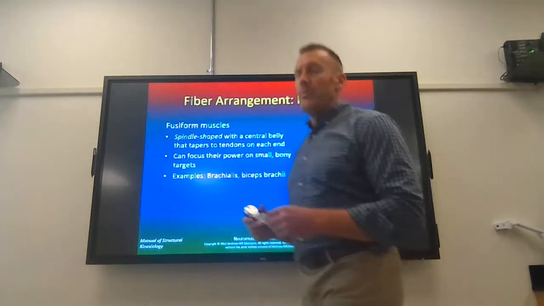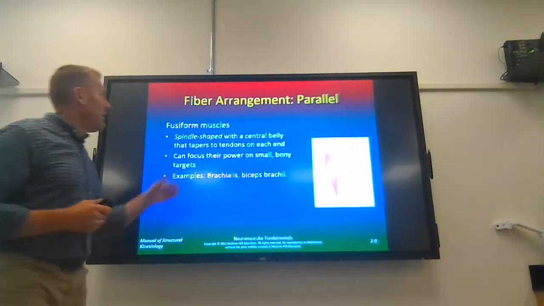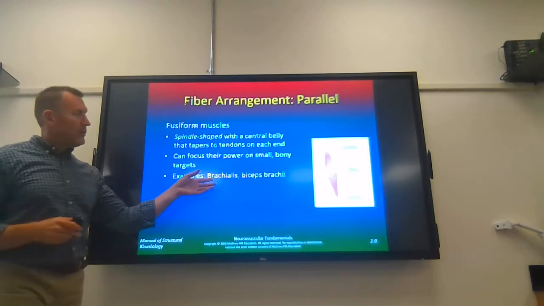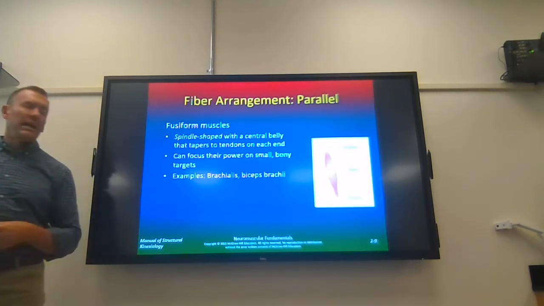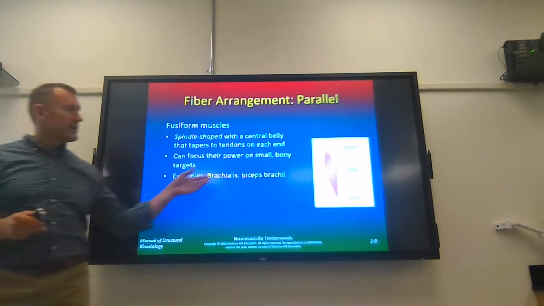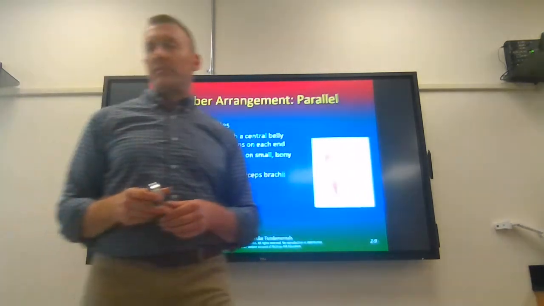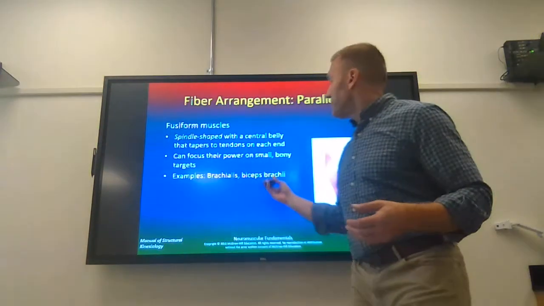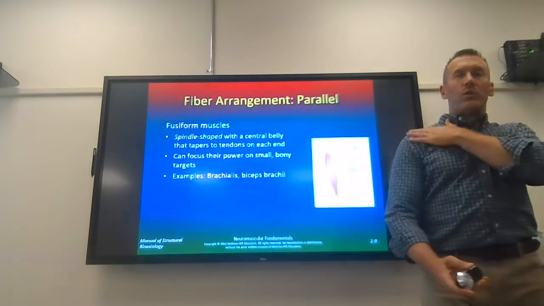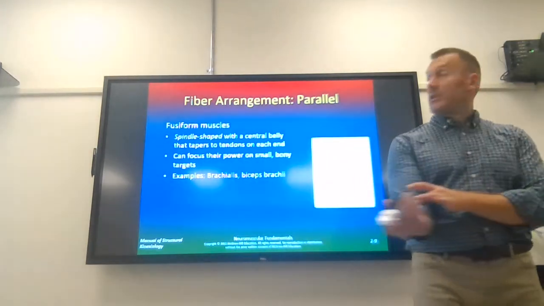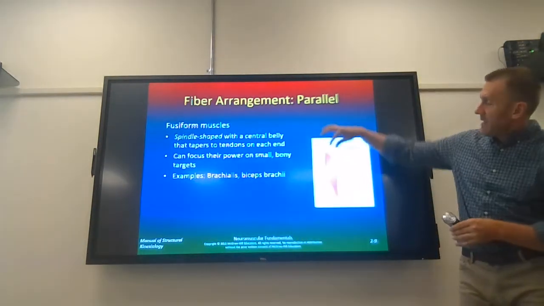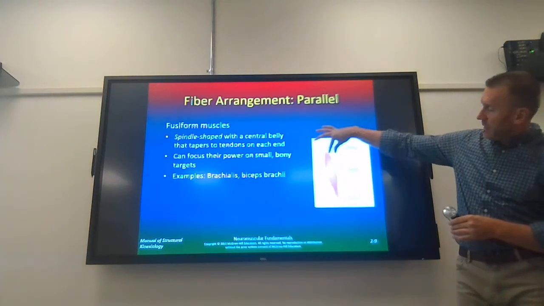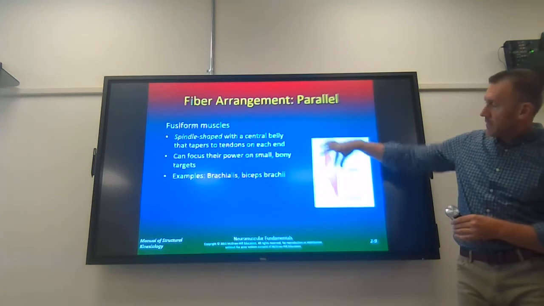Okay, so fusiform, another type of parallel muscle. Fusiform, sometimes called spindle-shaped. So, a great example, brachialis and biceps brachii. The brachialis is another elbow flexor, sometimes called the true elbow flexor because that's all it does. Whereas the biceps has some actions at the shoulder joint and radial ulnar joint. But you have these tendons that taper at each end. So it kind of looks like a spindle with the fleshy portion of the muscle in the middle.